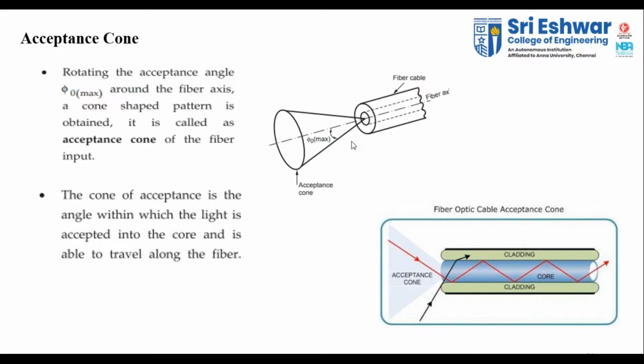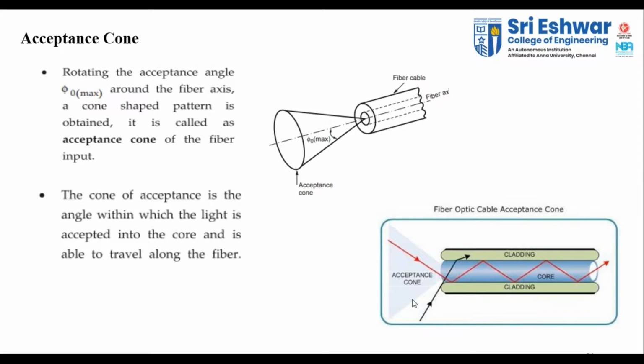Now when you rotate your phi 0 max, how will it look? Automatically it acts as a cone shape. See how the light rays come. Look at the second diagram: if you rotate your core, then at the output the light rays come out shaped like a cone.